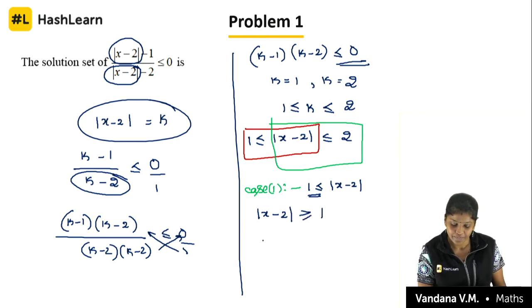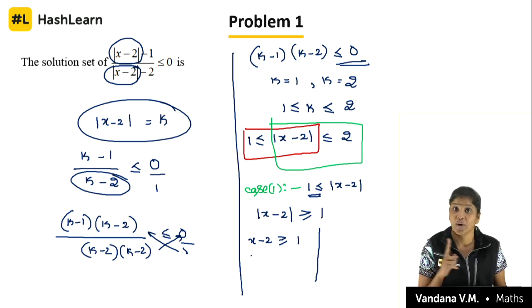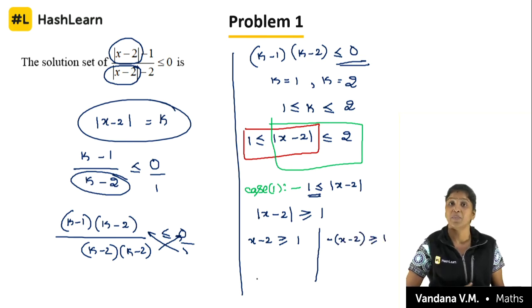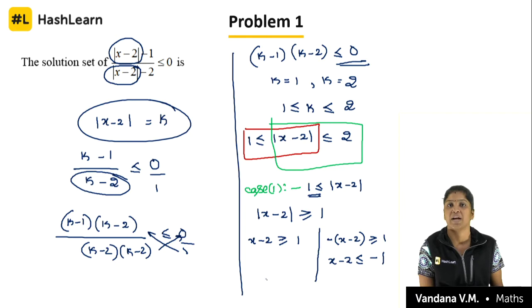then here I will get two cases once again. x minus 2 is greater than or equal to 1. Modulus, one will be plus, the other one will be minus. So, minus of x minus 2 is greater than or equal to 1. Now you multiply with the minus, you will get x minus 2 less than or equal to minus 1. I told you already, whenever we multiply with the minus symbol, the inequality symbol will exchange.